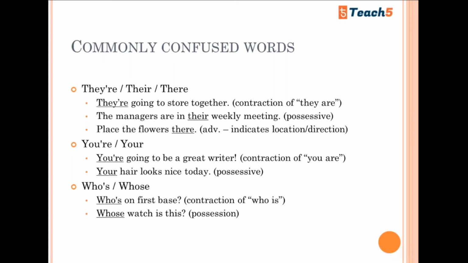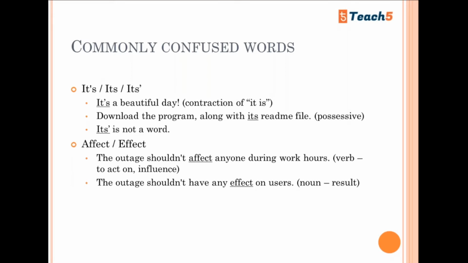It indicates the person. Next one of the commonly confused words is it's and its. It's a beautiful day. The contraction is it is. Download the program along with its readme file, possessive. So there is no word such as its with an apostrophe after the s. Please don't try to use that particular word. And the next one is affect and effect. So affect is influencing. Effect is a result. So the outage shouldn't affect anyone during work hours. The outage shouldn't have any effect on users.